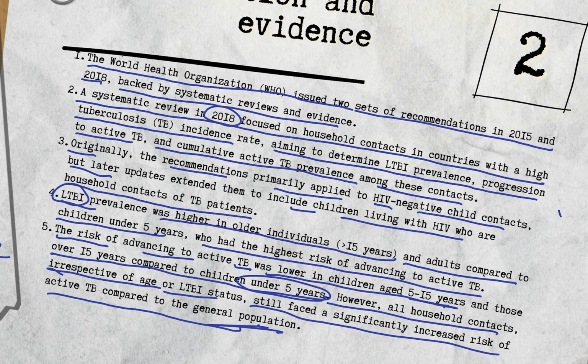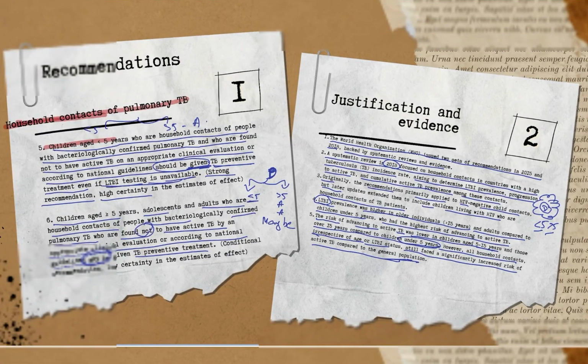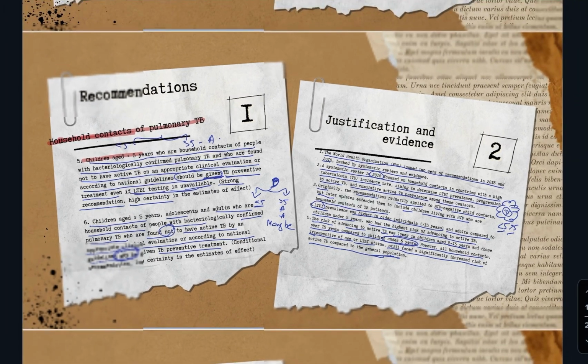So if one patient is diagnosed with TB, their household contacts are at increased risk, especially if the age is less than 5 years. This group should be given preventive treatment. If it's more than 5 years, maybe. But they are at increased risk of active TB as compared to the general population.